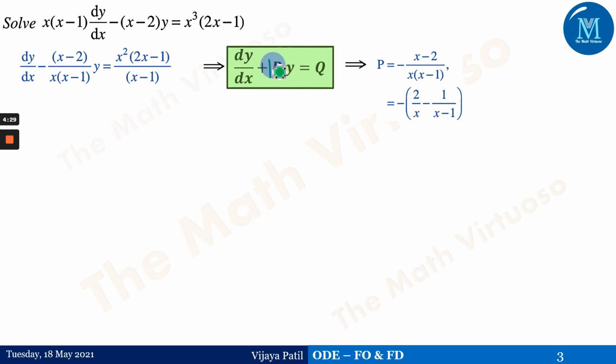This Q is nothing but the RHS, wherein this P is nothing but the coefficient of y. So P is minus of (x minus 2) upon x into (x minus 1), after doing the partial fraction over here. It's just a very simple step.